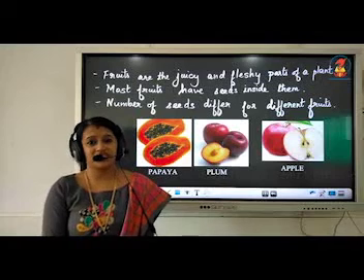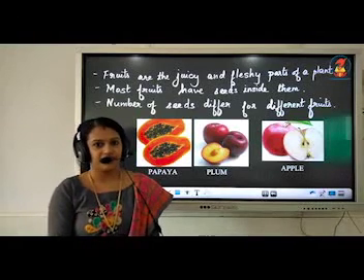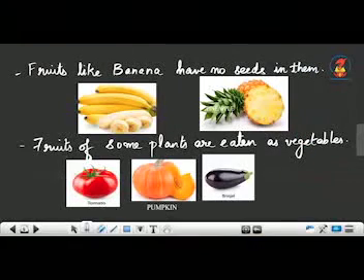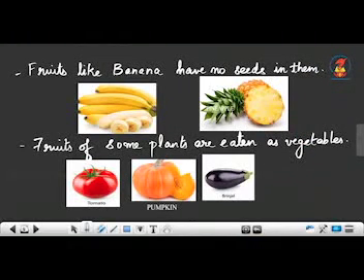And can you name some of the fruits which don't have any seeds? Can you name them? Yes, there are some fruits which don't have seeds. Examples are pineapple and bananas. In bananas, you can find very small or minute seeds. You cannot even call them seeds. So there are fruits that don't have seeds. Examples are banana, pineapple, etc.